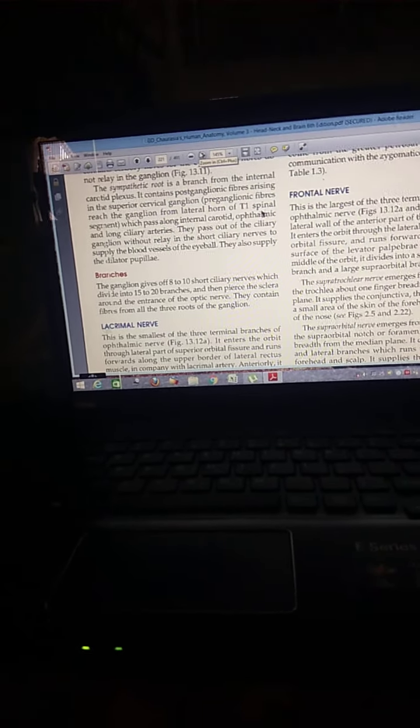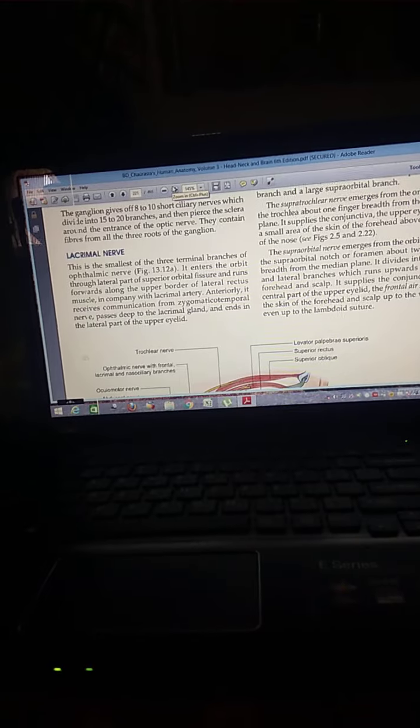Now the lacrimal nerve. This is the smallest of the 3 terminal branches of the ophthalmic nerve. It enters the orbit through the lateral part of the superior orbital fissure and runs forward along the upper border of the lateral rectus muscle.